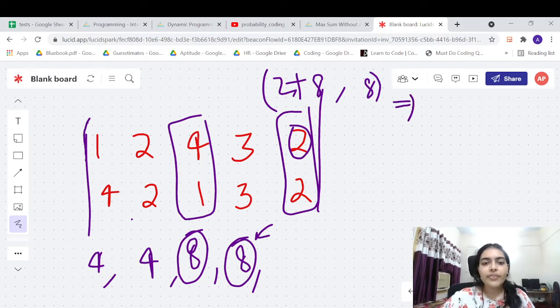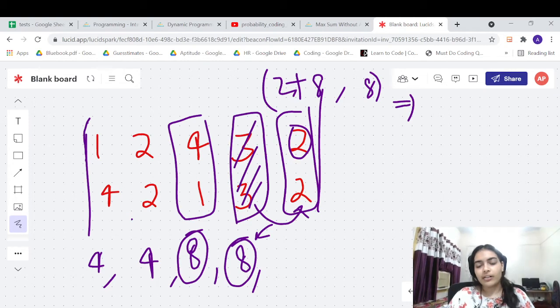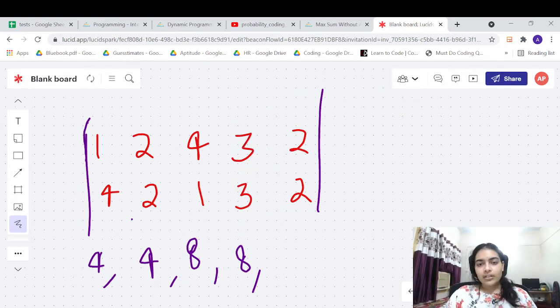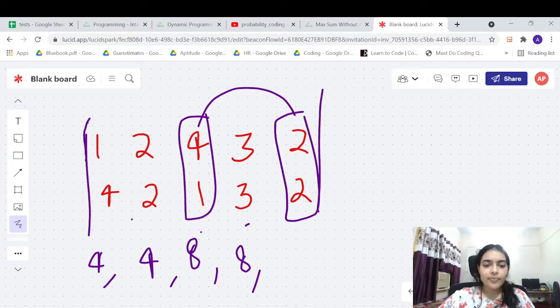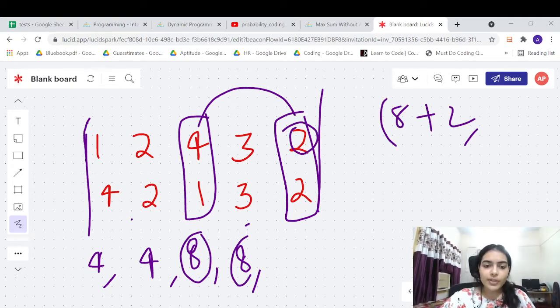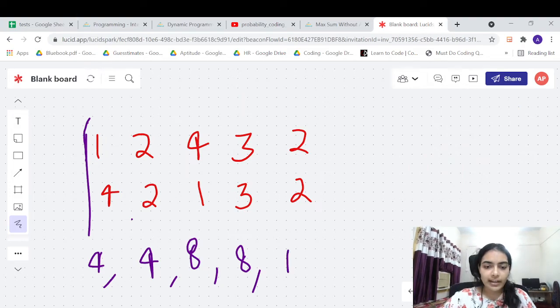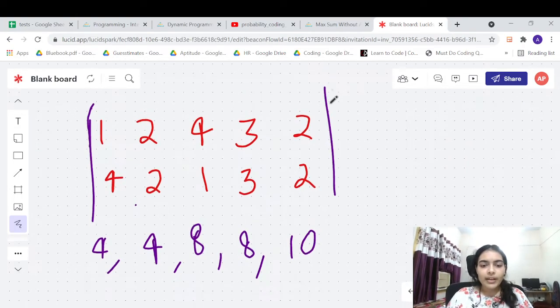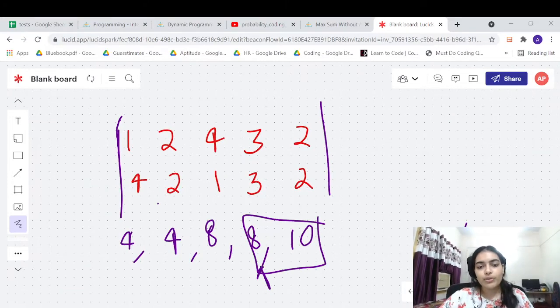Because if I take from this row, I cannot add it here, because that will cause a violation. So the maximum in these two rows is 8 plus 2. Otherwise, I have the option of taking 8 alone. So from 10 and 8, the answer is 10. So my answer would be 10. That's it, I have solved the problem. And which will be the answer? Now, my answer can be either of these last two elements.